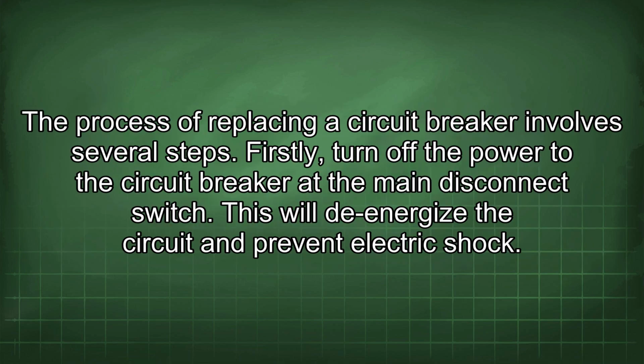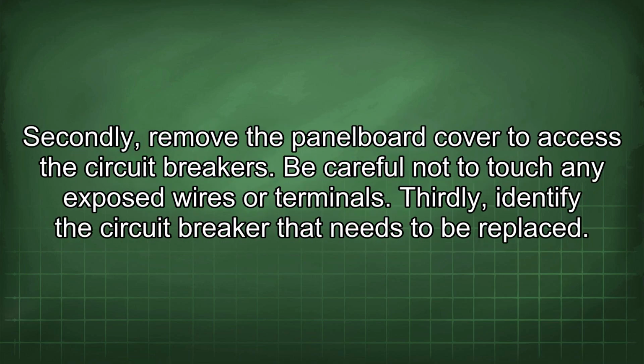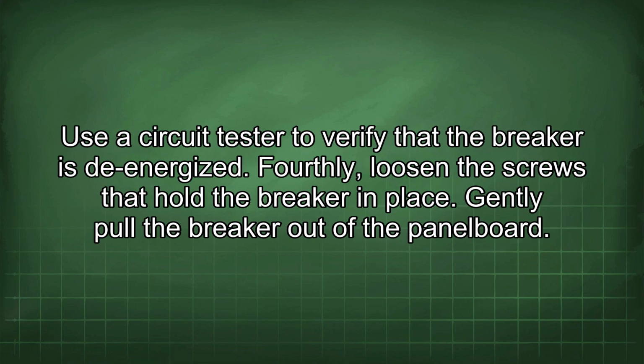The process of replacing a circuit breaker involves several steps. Firstly, turn off the power to the circuit breaker at the main disconnect switch. This will de-energize the circuit and prevent electric shock. Secondly, remove the panel board cover to access the circuit breakers. Be careful not to touch any exposed wires or terminals. Thirdly, identify the circuit breaker that needs to be replaced. Use a circuit tester to verify that the breaker is energized.